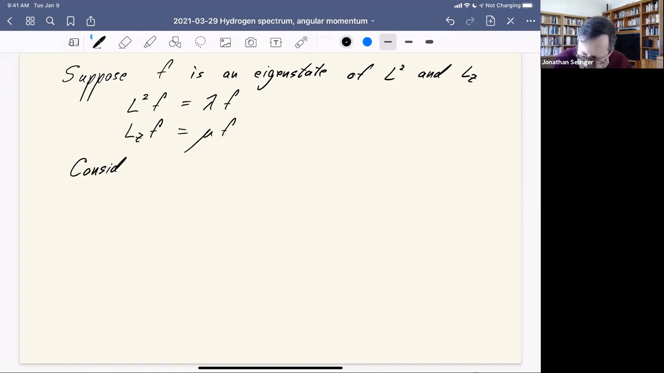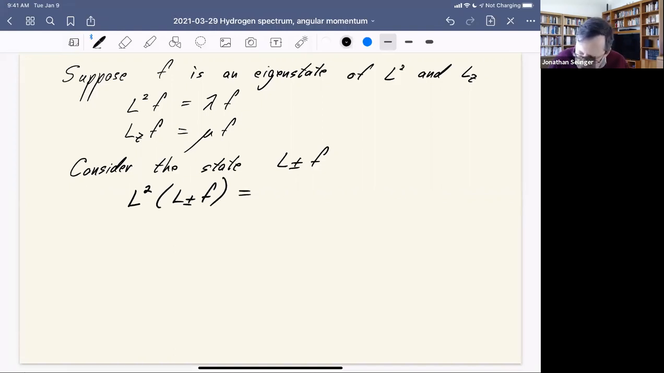Now, consider the state L plus or minus acting on F. So this is, supposing we know one eigenstate, let's consider what happens if L plus or minus acts on that eigenstate. Is it still an eigenstate? Well, find out. Okay, so what is L squared acting on L plus or minus F?